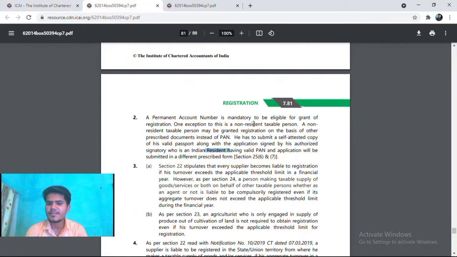A permanent account number is mandatory to be eligible for grant of registration. One exception is the non-resident taxable person. A non-resident taxable person may be granted registration on the basis of other prescribed documents instead of PAN.